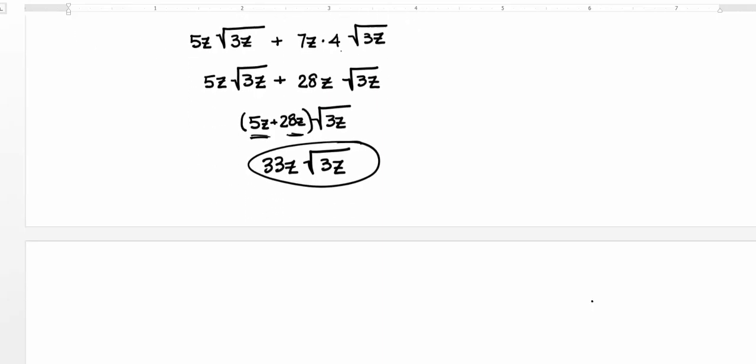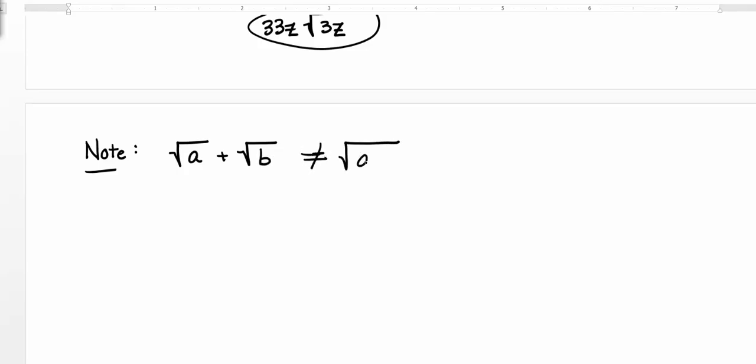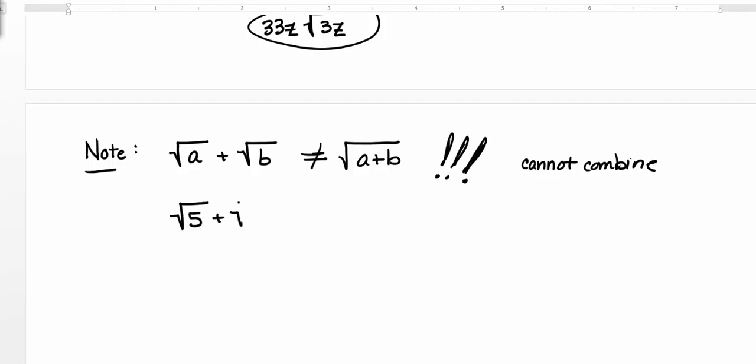One thing I want to make sure you recognize with the addition of radical expressions, if I take something like the square root of a plus the square root of b, that does not equal the square root of a plus b. Okay? Exclamation point. Please do not do that. You cannot combine this because they're not like radical terms. Okay? So square root of 5 plus the square root of 6 does not equal the square root of 11.